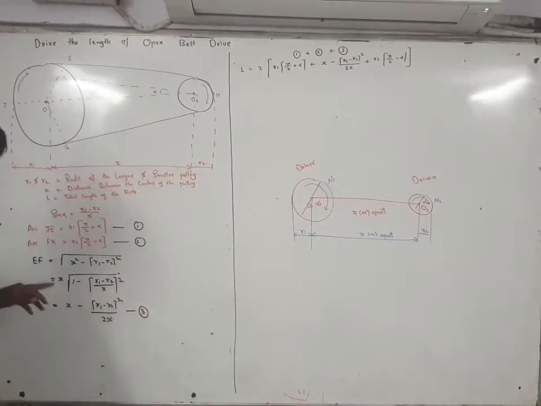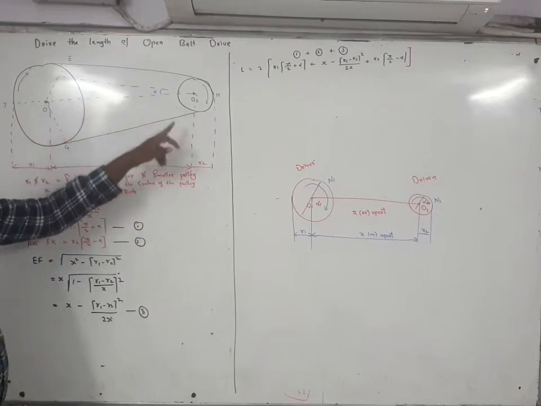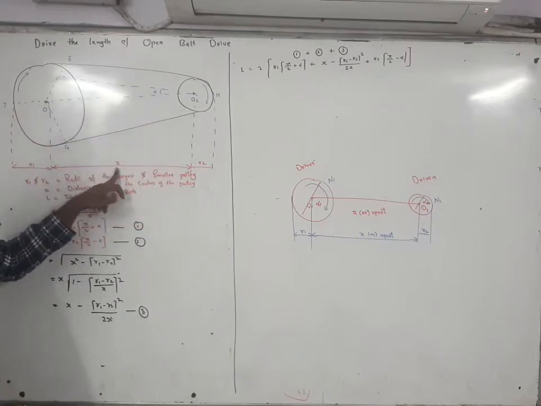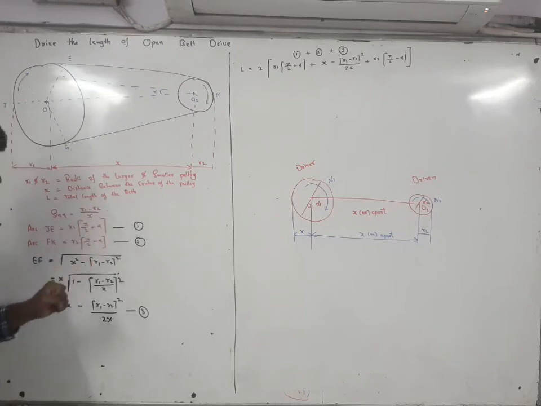So first, what you have to remember is X. X is known as the distance between the centers of the pulleys. From this center to that center, whatever the distance is, that one is known as X.